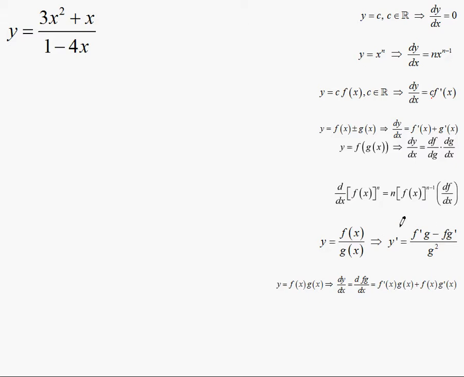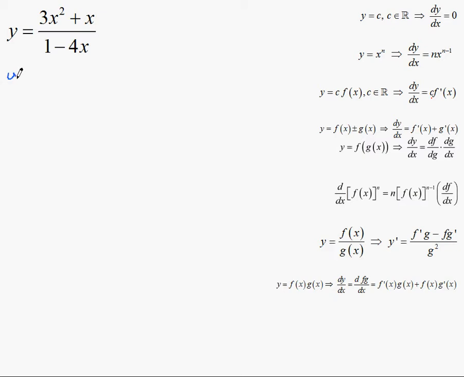We're going to add two more rules now, or hopefully just remind you of two more rules. We have the quotient rule. So anytime we have a quotient, the derivative is the derivative of the top times the bottom minus the top times the derivative of the bottom all over the bottom squared.